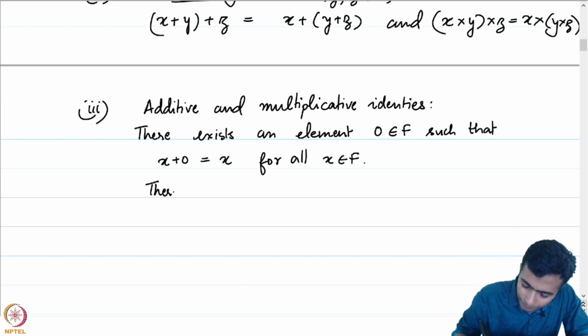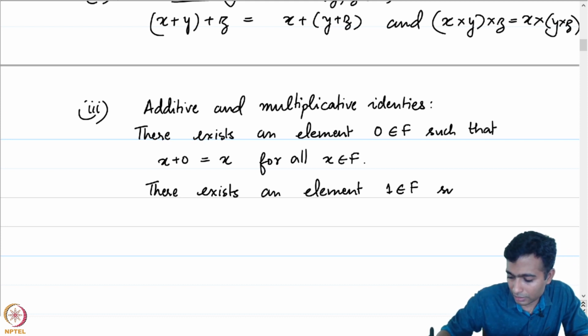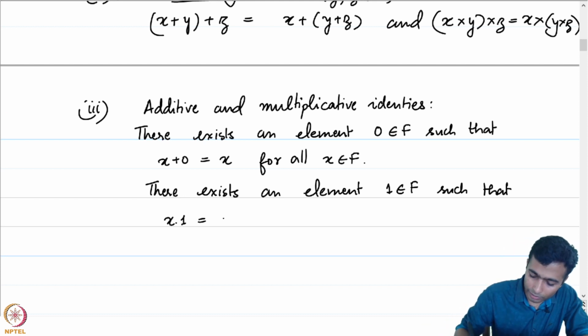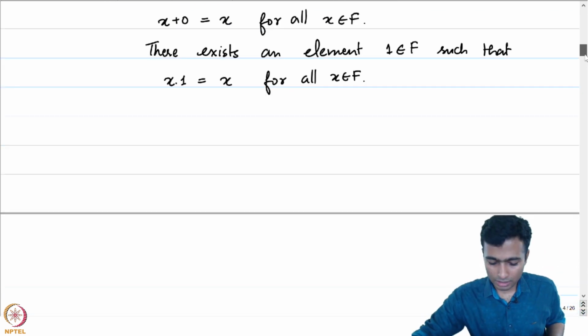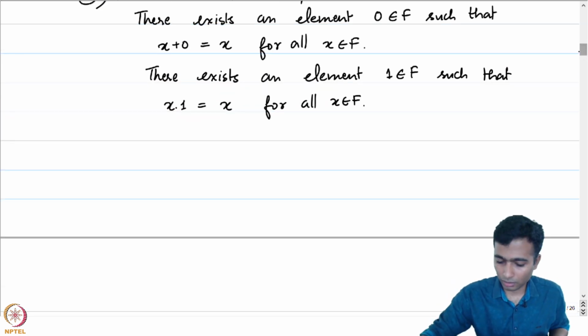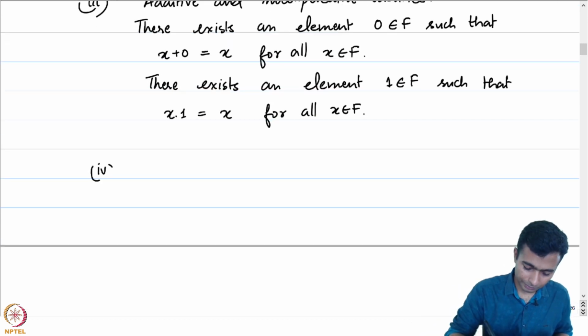There exists an element 1 in F such that x times 1 is equal to x for all x in F. So basically, there are two very special elements in the field F. What next? The fourth property is distributivity.